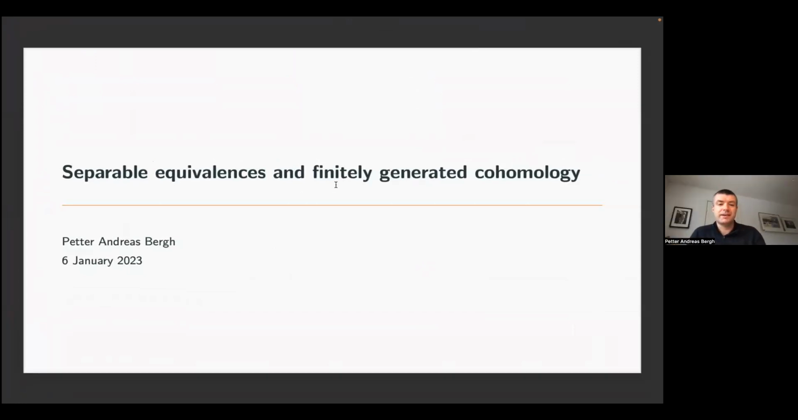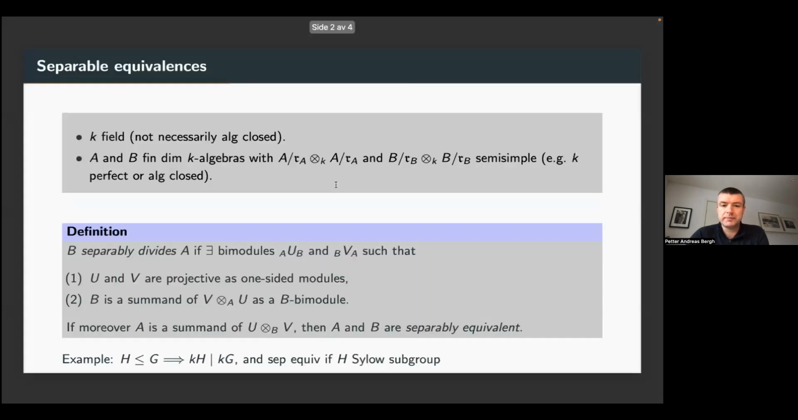Thank you, and thanks for the invitation to give a talk here. I'll just give a short report on some work from last year. This is about what are called separable equivalences and finitely generated cohomology.